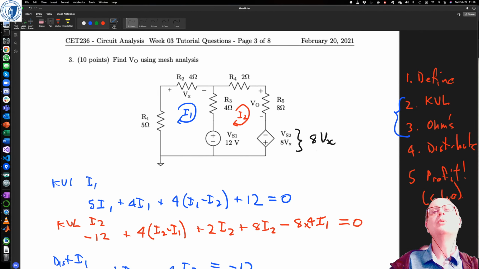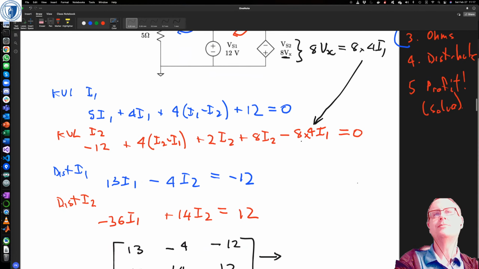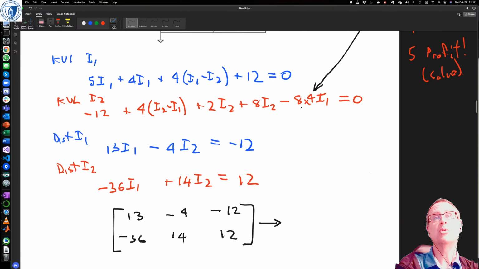Yeah, exactly. So it's 8 times Vx. This isn't 8 volts, it's 8 times Vx. And we're using the same polarity for I1 and Vx. So 4 times Vx by itself is going to be equal to 4 times I1. So 8 Vx is 8 times 4 times I1, which is how I got that. No, you're very welcome. That is the most confusing thing about this problem.